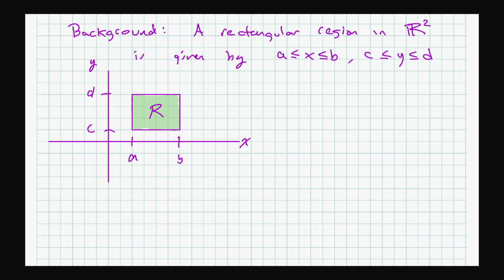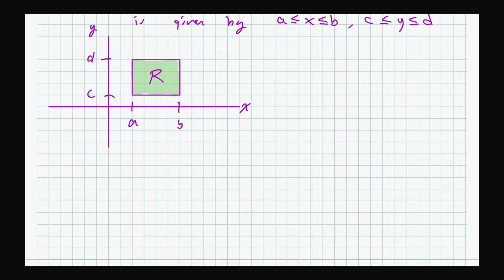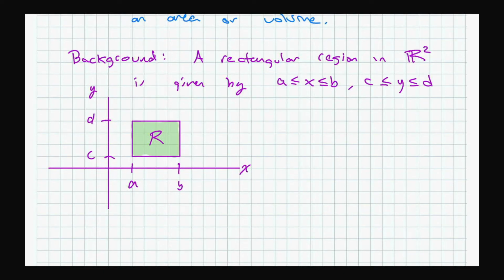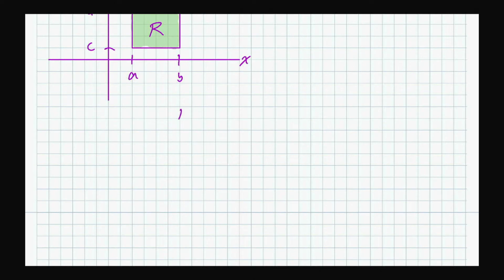That's very simple. They do a little bit more here. I don't really know why they like to list R this way in your book. They say R is going to be the interval A to B cross C to D. That's not a cross product, that's a Cartesian product. And what that means is basically what we already wrote.